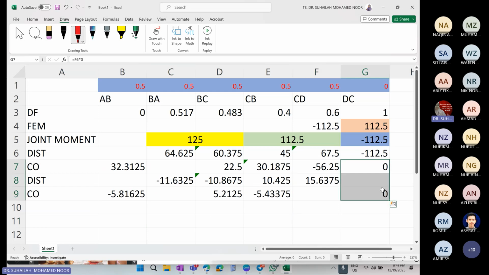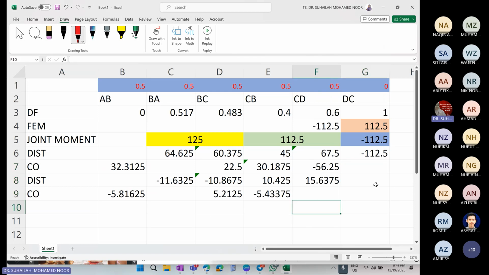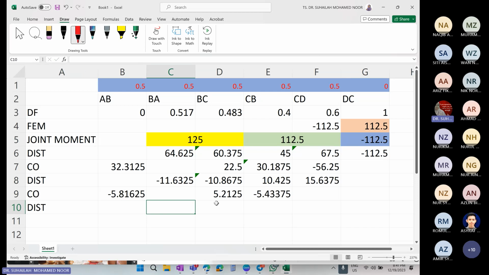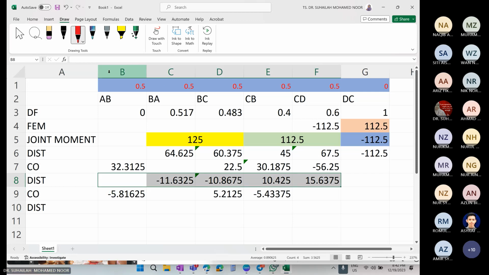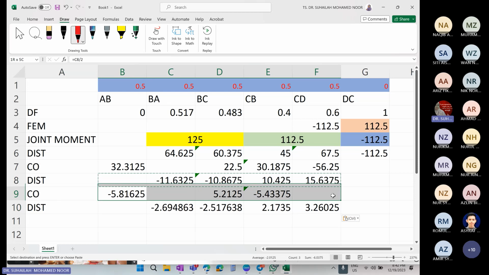And actually we don't have to put 0. The moment 0, we don't have to write. Just leave it blank. Okay, then distribution. We just need to repeat the process again. Total moment, change sign to get joint moment and times distribution factor. So I copy this formula for second, third distribution. Okay, and then this is the carryover.